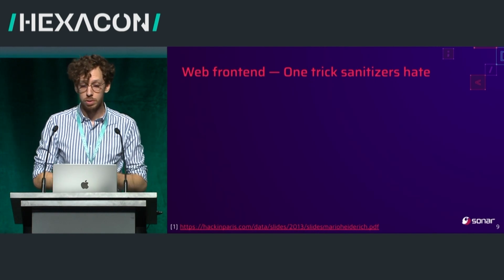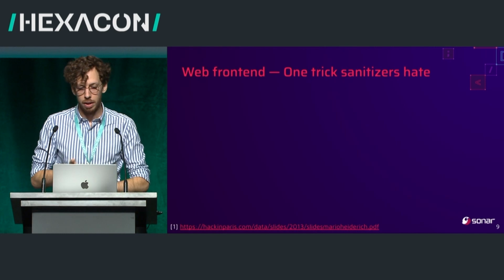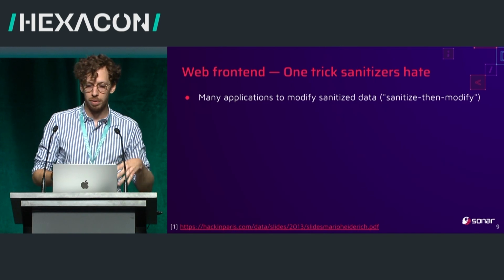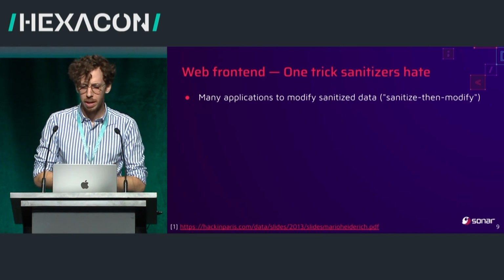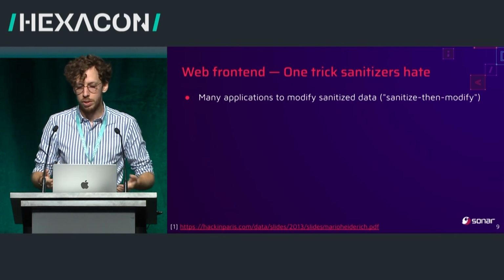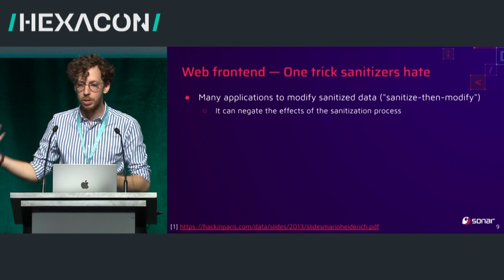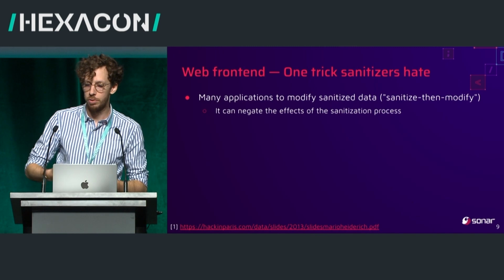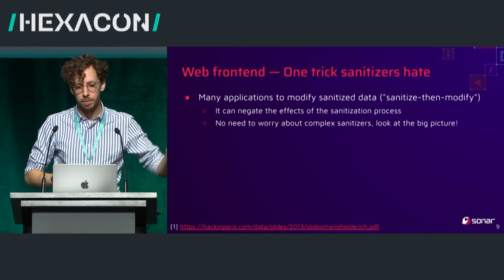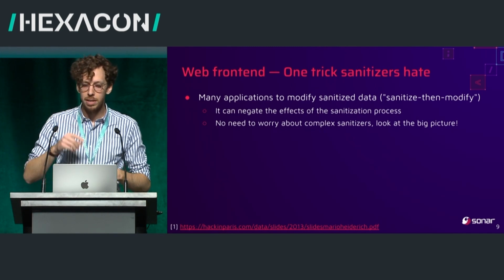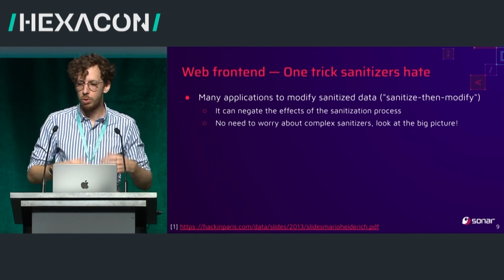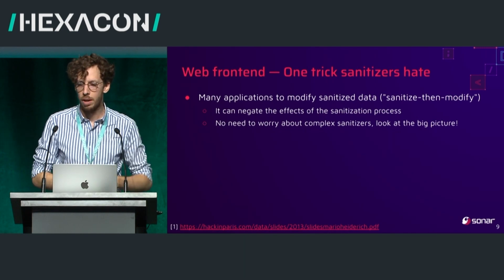And when you see sanitizers, when you see validation, there is one simple trick that sanitizers hate and that we love. It's nothing new, but we try to give it a name for ourselves because we don't know what it's really called. But there is one thing, which is that applications tend to modify sanitized data. So we call it sanitize, then modify. And this transformation after sanitizing the data can negate the effect of sanitization. So you don't need to worry about the sanitizer. You just take a look at the big picture and you're like, okay, it's sanitized, doesn't matter. If I can find any other piece of code, maybe somewhere in the front end, somewhere like really far away that modifies my data, maybe I can break this sanitization and do something interesting.